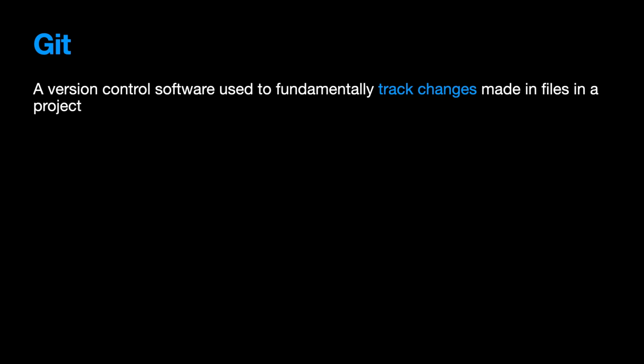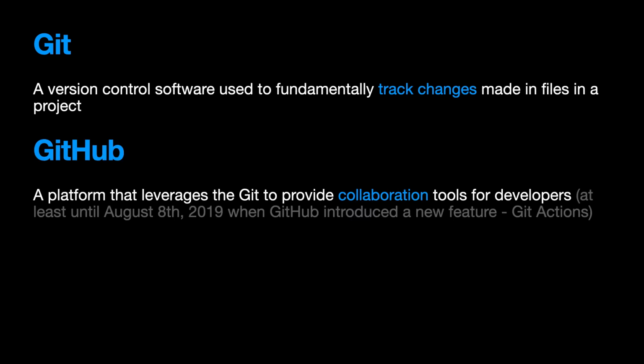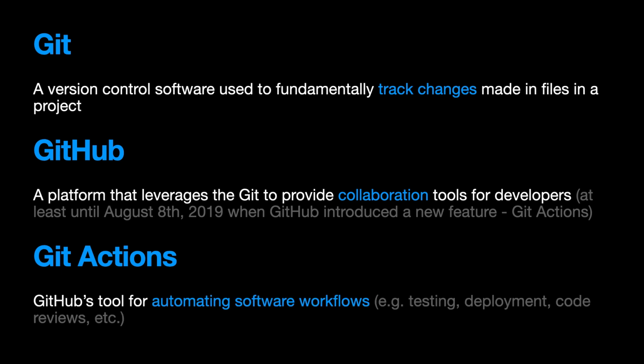Let's note some concepts that we are going to use as we go along. Git is a version control software that is fundamentally used to track changes in files in a project. Though Git does a whole lot of other things, this is its fundamental approach. Now, GitHub happens to be a platform that leverages the Git software to provide collaboration tools for developers. And then GitHub Actions is simply a tool for automating software workflows.